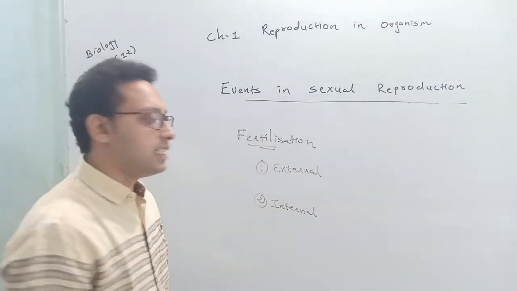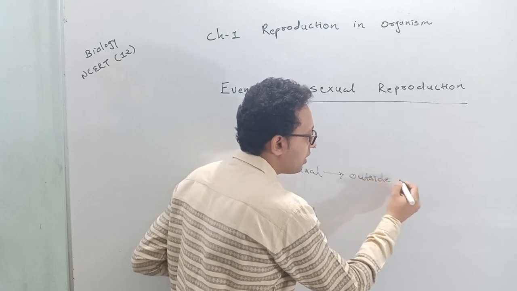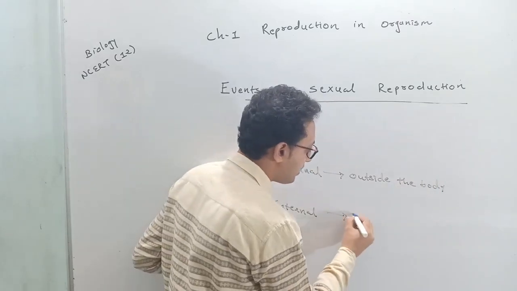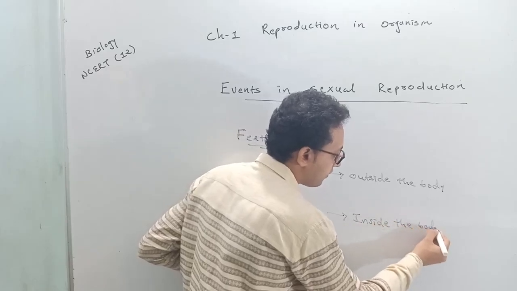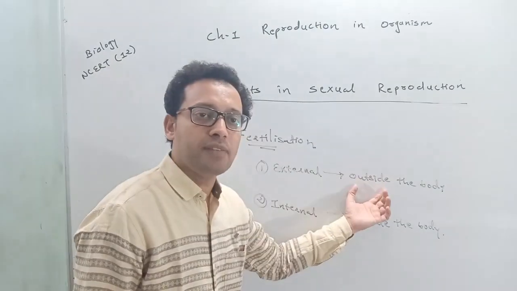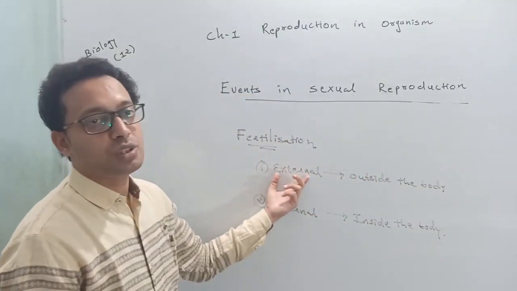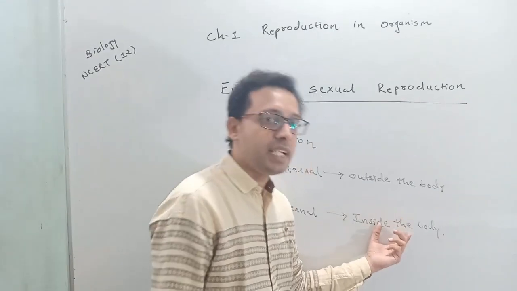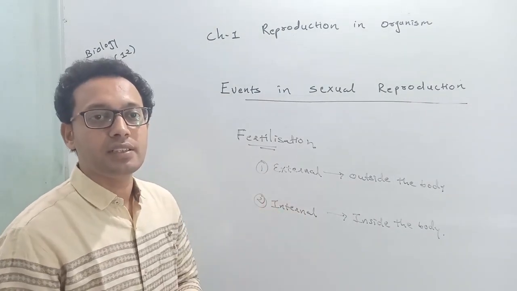What is external fertilization? In external fertilization, the fertilization occurs outside the body, and in internal fertilization, the fertilization occurs inside the body of the organism. Clear? So if the fusion of male and female gamete occurs outside the body of the organism, then this type of fertilization is called external fertilization. And if the fusion occurs inside the body of the living organism, such type of fertilization is called internal fertilization.